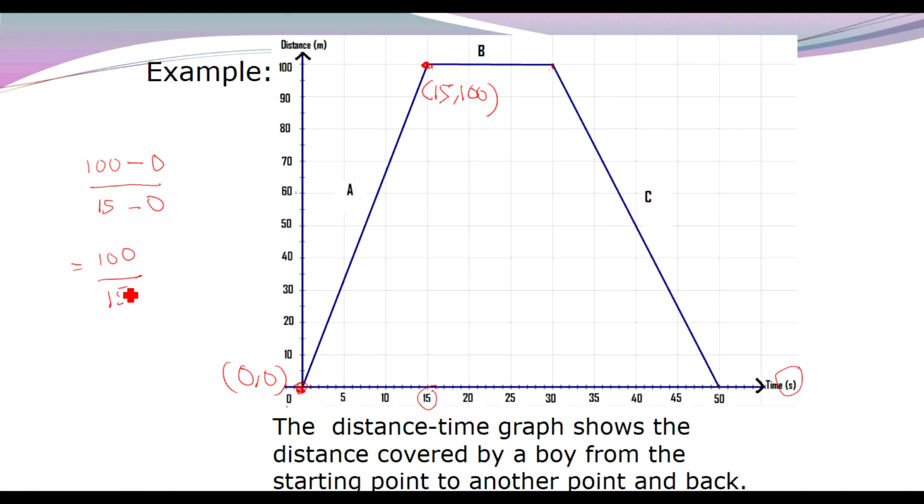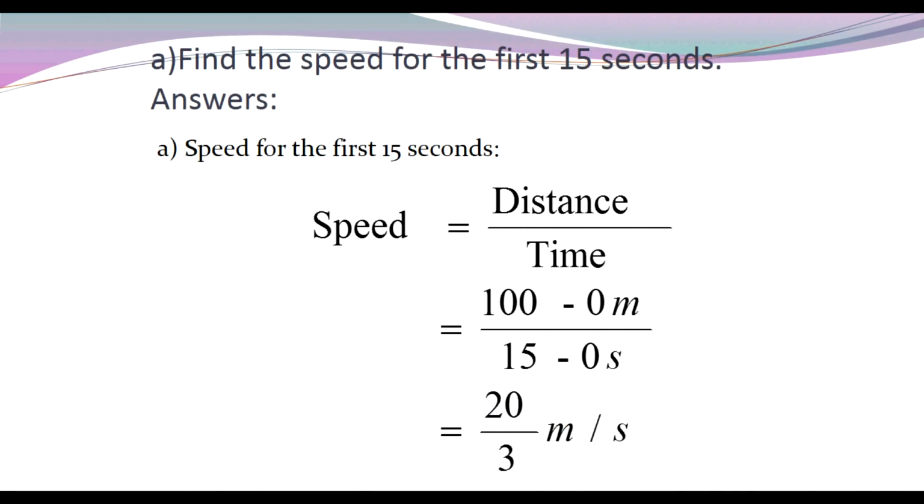Can you see? The gradient is 100 over 15. Let's check the answer. The speed for the first 15 seconds is 100 minus 0 over 15 minus 0. This is actually the formula for gradient. Remember, finding the gradient is finding the speed on a distance-time graph. So this is the speed and also the gradient of the line for the first 15 seconds.